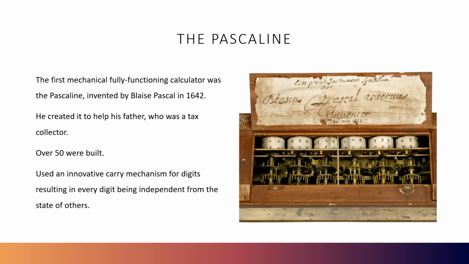Now that we know the first mechanical calculating device was the abacus, the first fully functional mechanical calculator invented was the Pascaline. The Pascaline was invented by a French mathematician, Blaise Pascal, in 1642 at 18 years old. Blaise Pascal invented the device for his father, who was a tax collector, and created over 50 of them over the next 10 years. The Pascaline was truly innovative because of its unique design of the carry mechanism.